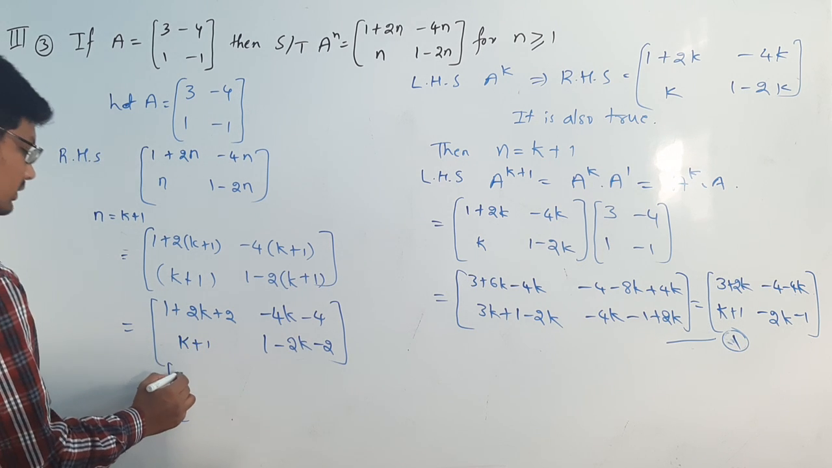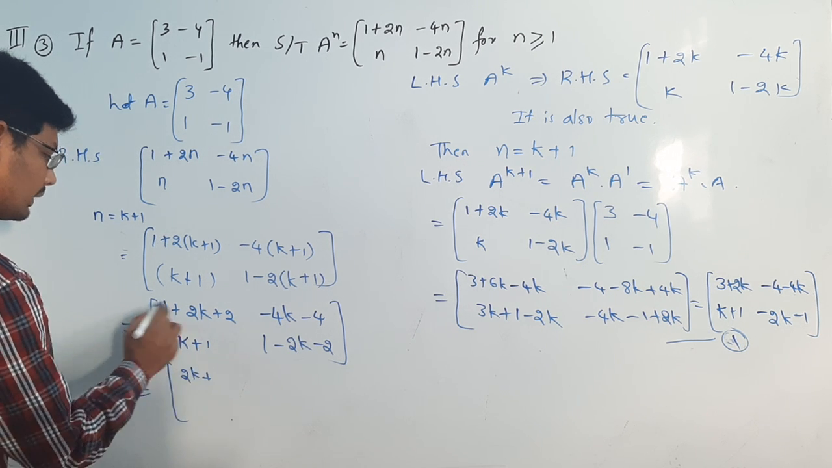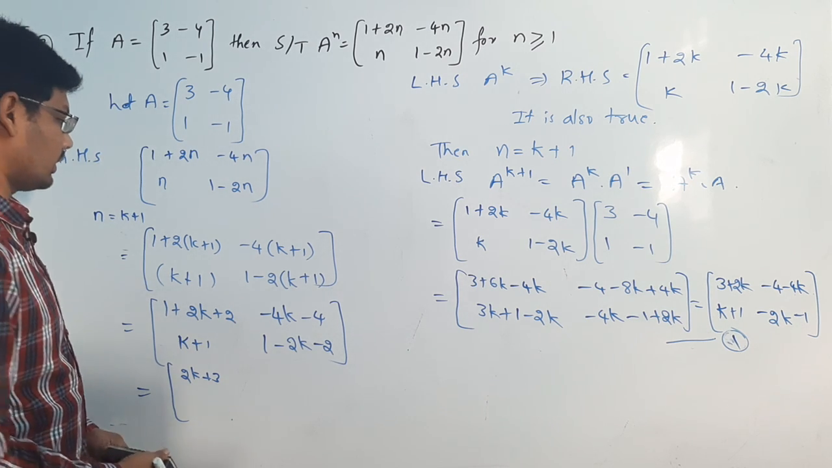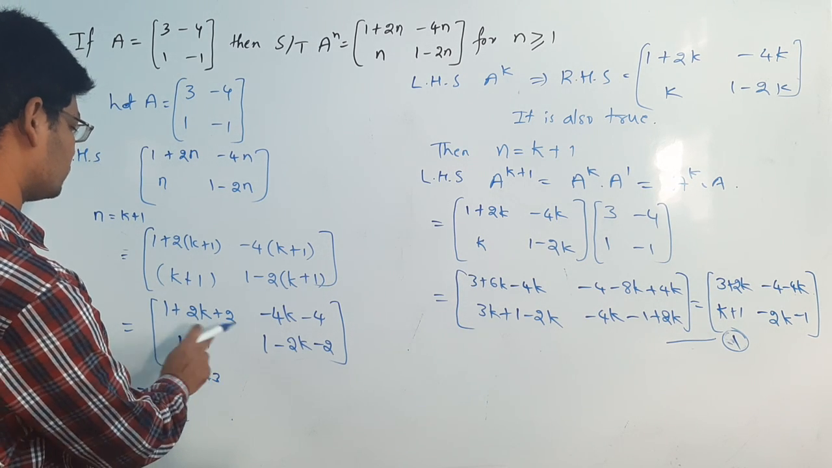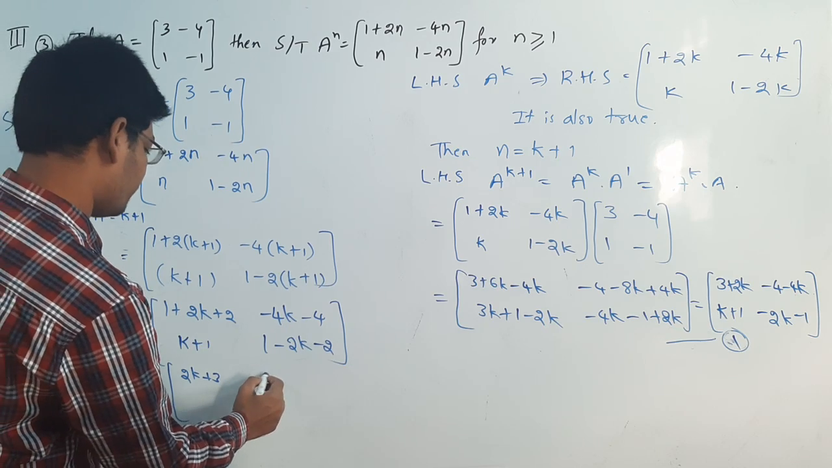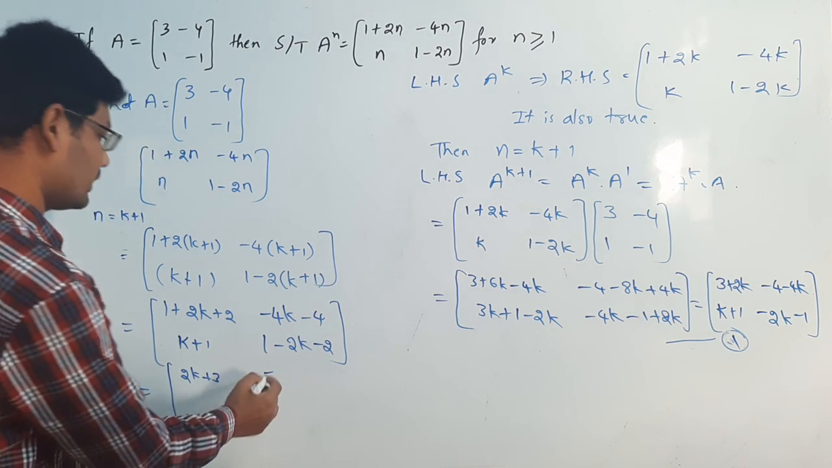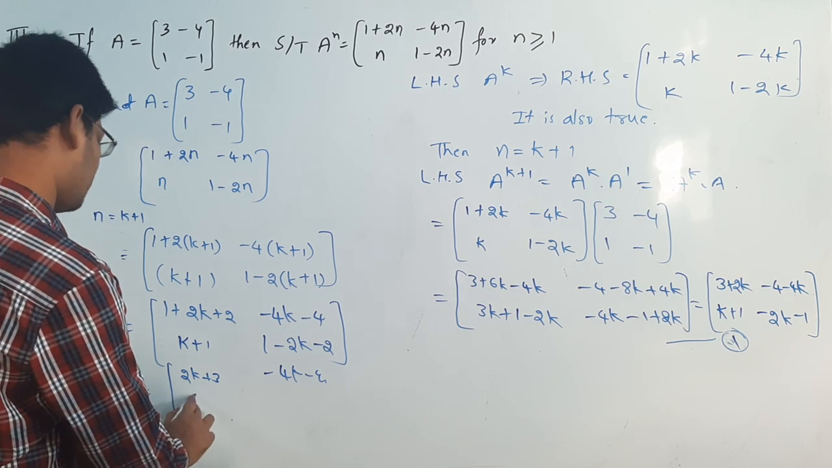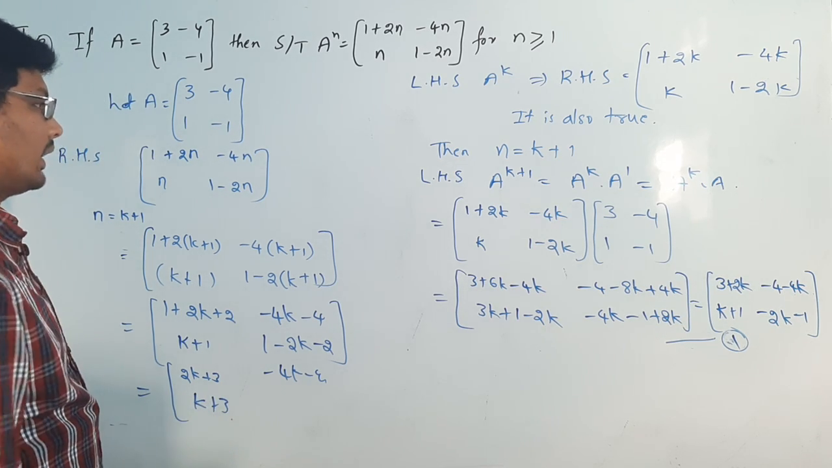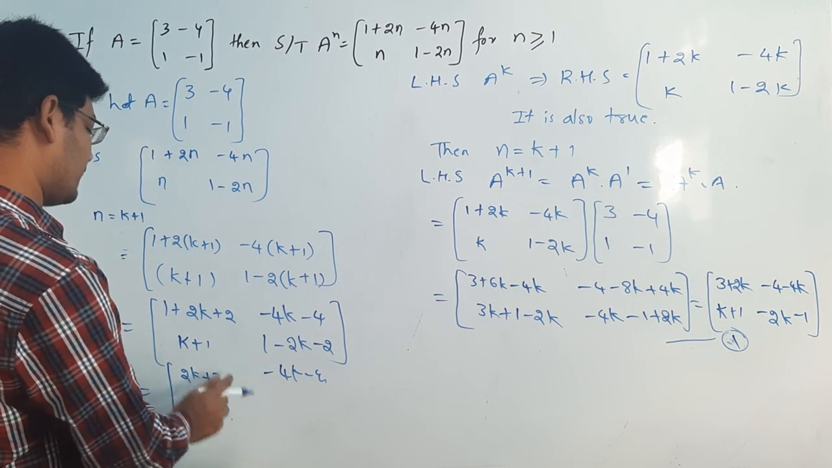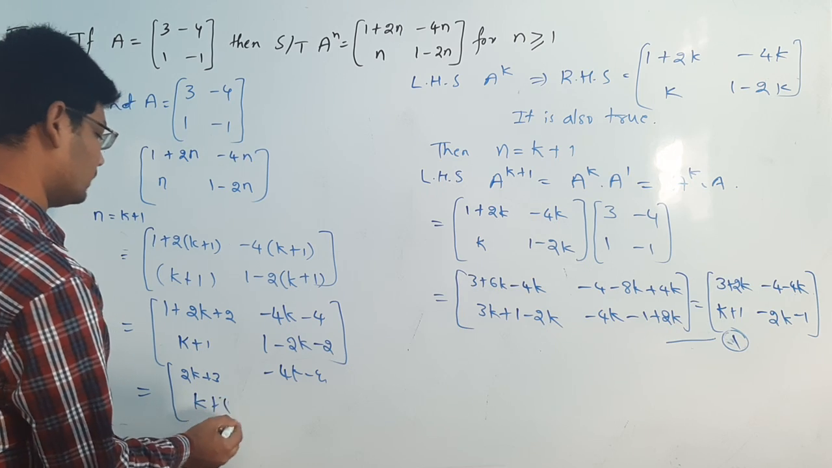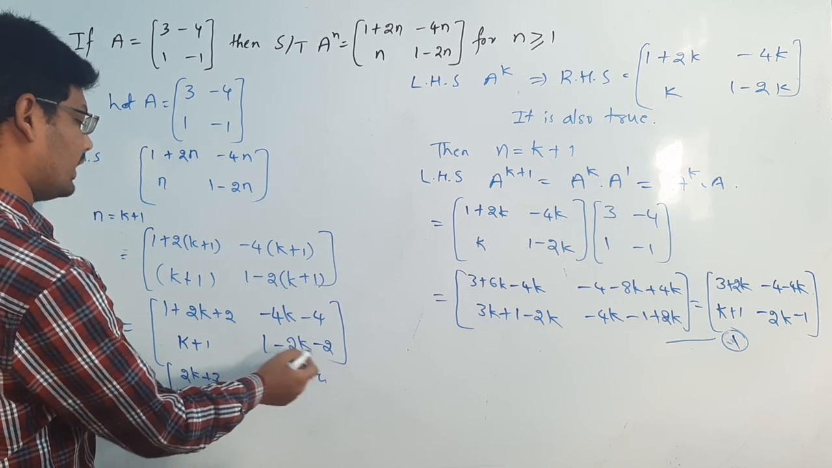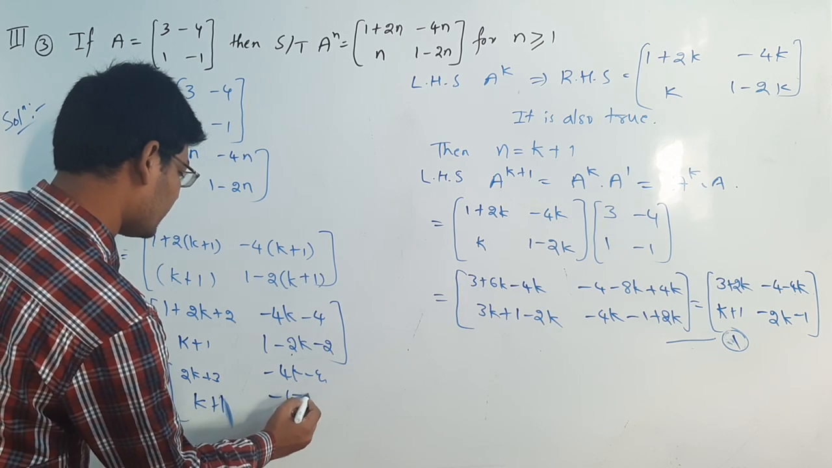2k plus 1 plus 2, that is 3, 2k plus 3, and the next one minus 4k here, minus 4k minus 4, that is common here, k plus 1 and k plus 1 here. Next, minus 2k, 1 minus 2, minus 1 minus 2k.